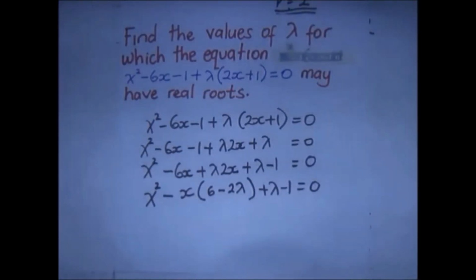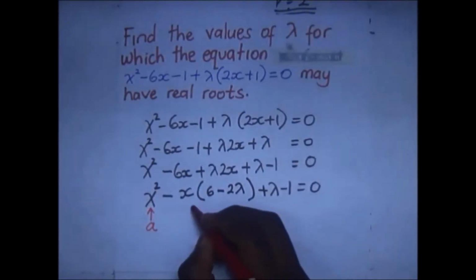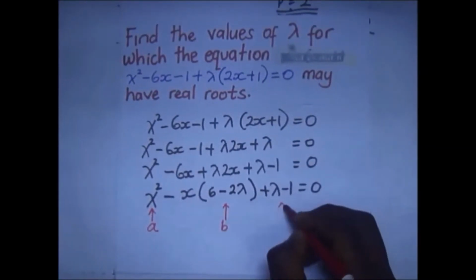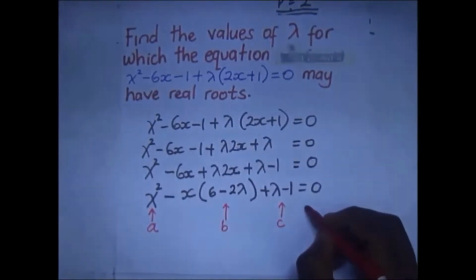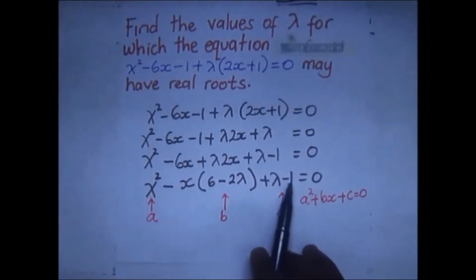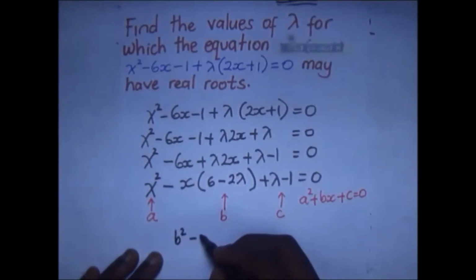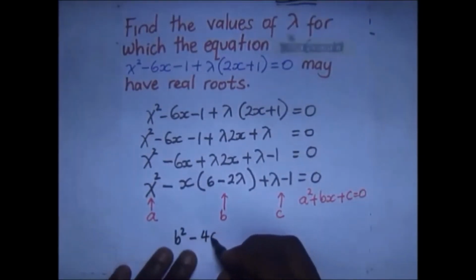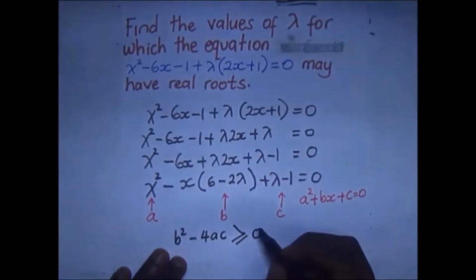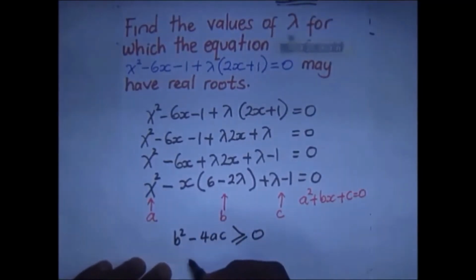By quadratic equation in x, I mean this is our value of a, this is our value of b, this is our value of c. We are looking at a quadratic equation in this form that, since this quadratic equation has got real roots, it means that the b squared minus 4ac is greater than or equal to 0. So what is b squared? In this case, b squared is 6 minus 2 lambda.